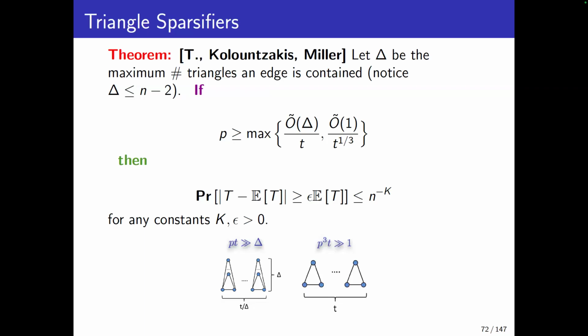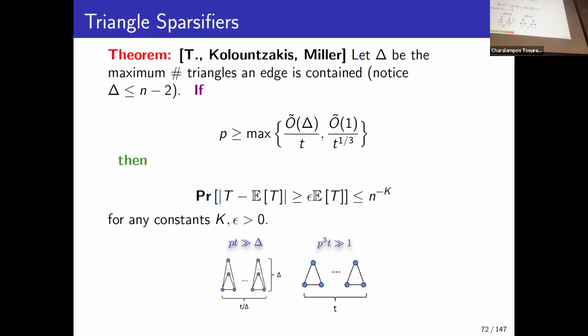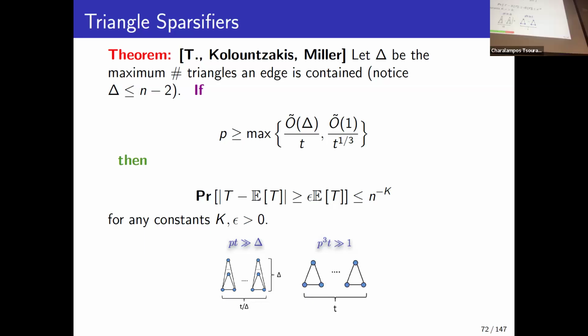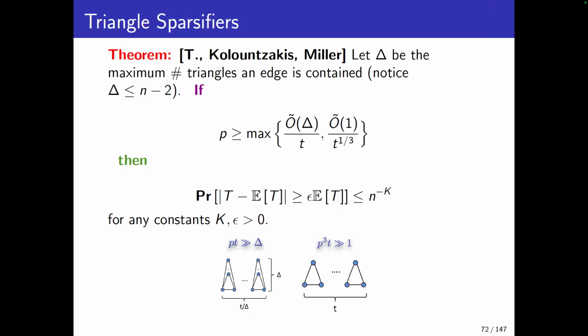It says that if you sample P at least to be the match of these quantities that I'm going to explain, then you are guaranteed that the output, which is a random variable, minus the expectation, which as we said is the true number of triangles, being greater than epsilon times the true count, is extremely small. It goes down to 0 extremely fast as the number of nodes grows. So what are these quantities?